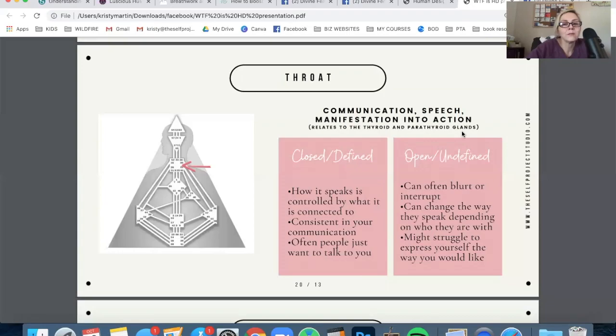The way that you speak might change depending on who you're with. If you've noticed you're kind of like a chameleon and you can blend in really well, and you wonder why you tend to take on the traits of the group that you're with, just know that that's part of your energy type too. You can be aware of that, but then you need to remember to shake that back off and detach from, is that mine or is that somebody else's? You might struggle to express yourself the way you would like just because you're not sure how that is.